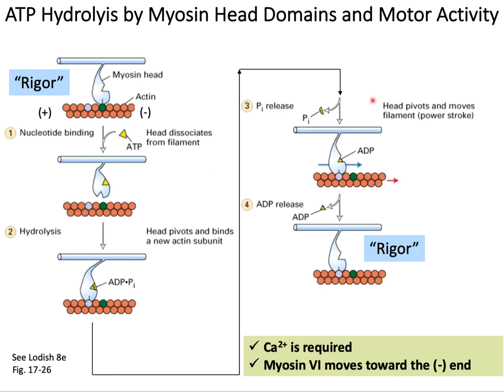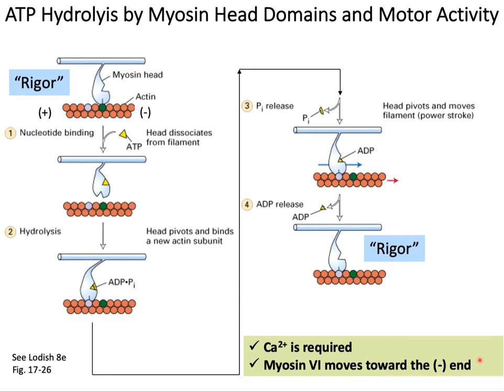Eventually, the inorganic phosphate will be released as shown here in step 3, and the ADP will be released as shown in step 4. And the myosin will return to its original position, which is known as the rigor position. And in doing so, the cargo actually moved relative to the actin towards the plus end. From here to here, from here to here, from here to here.